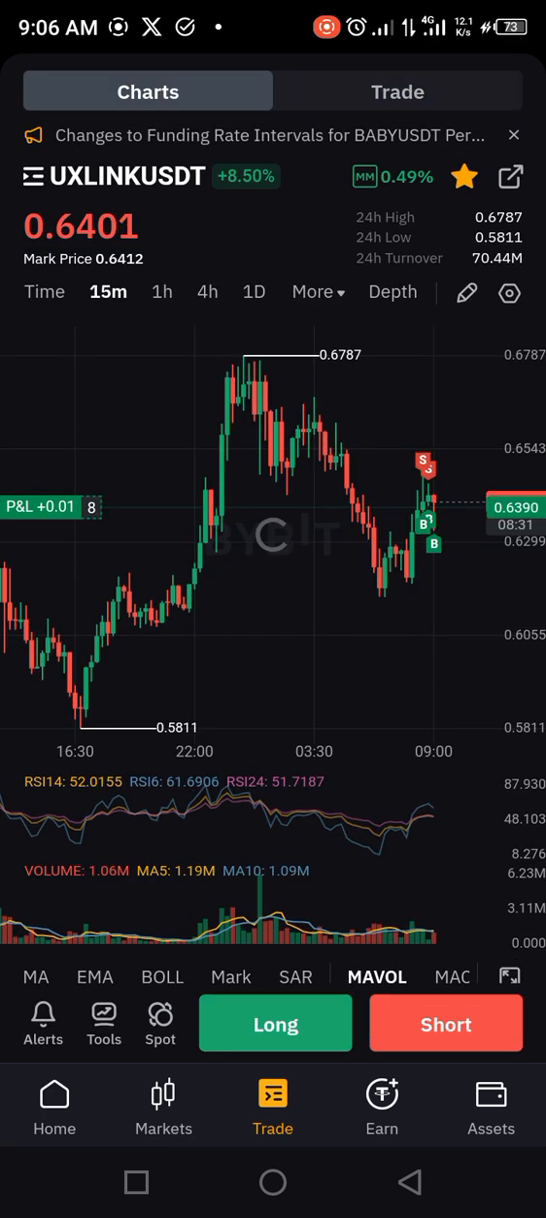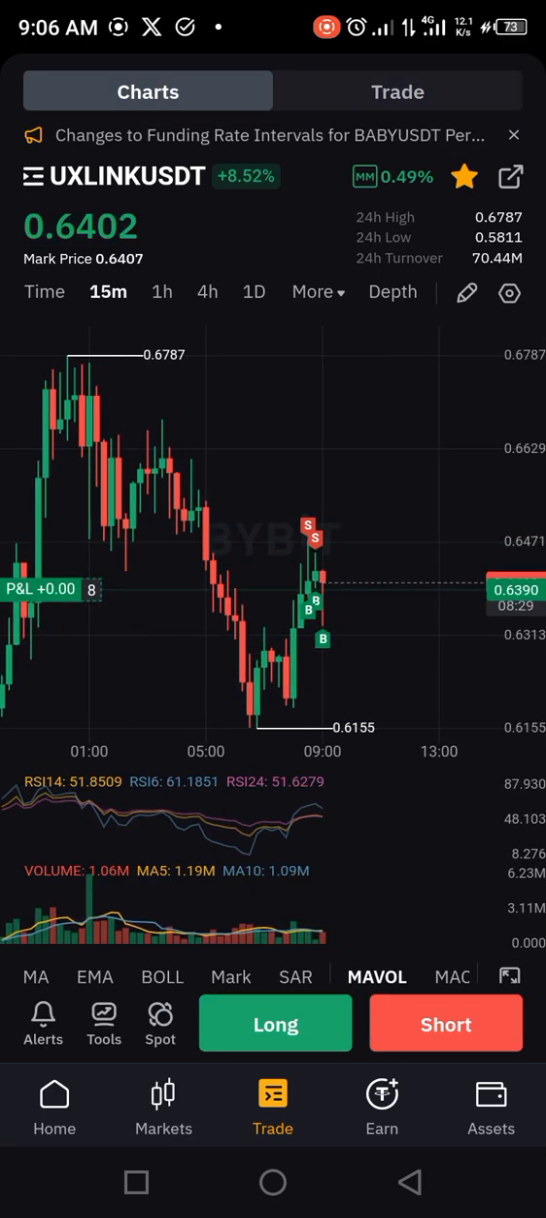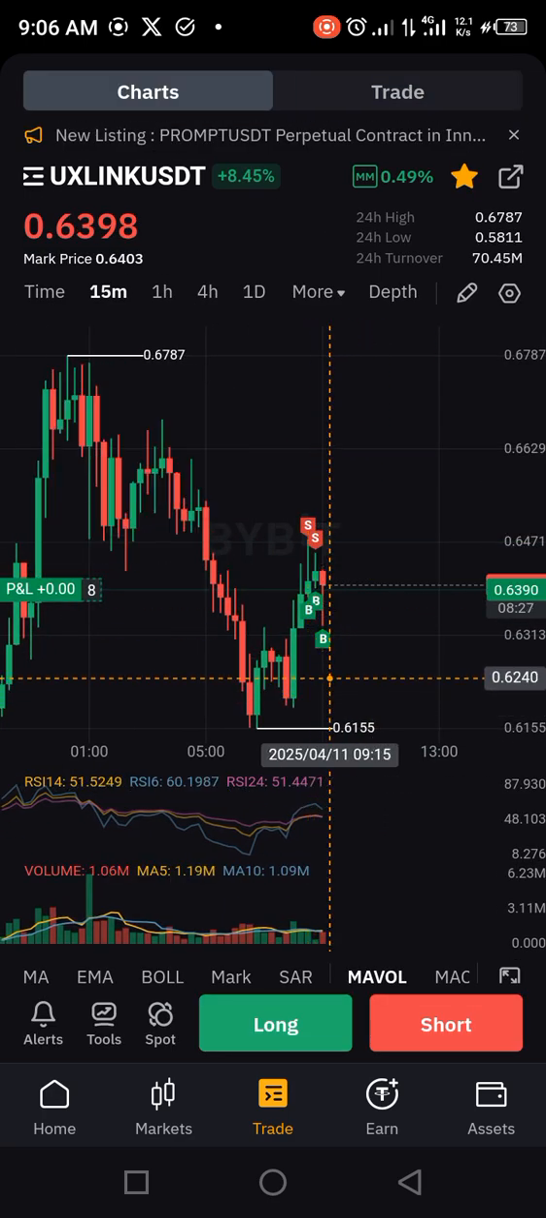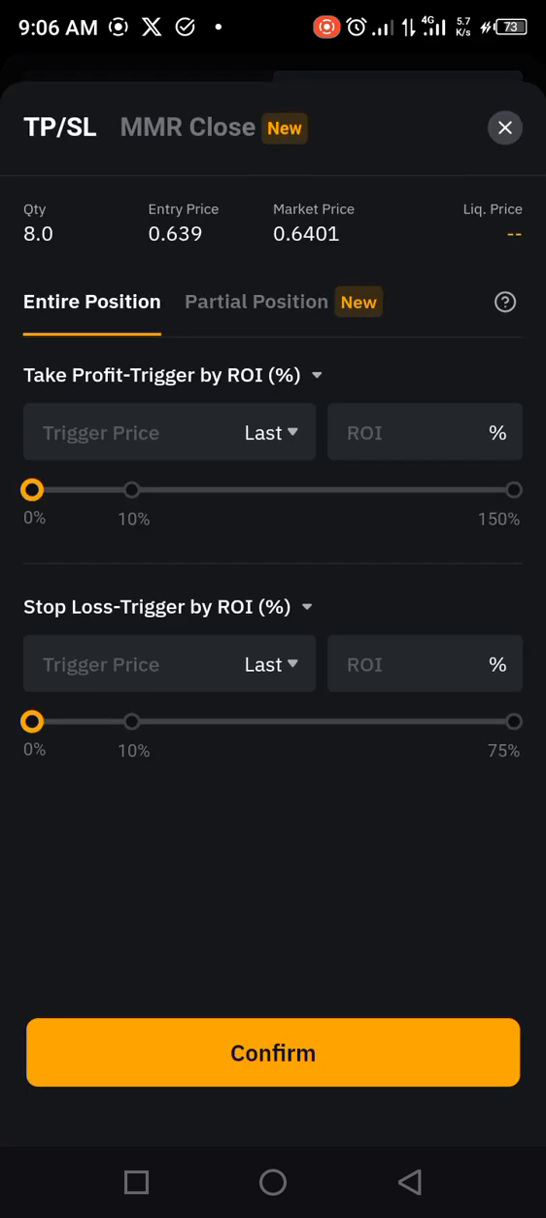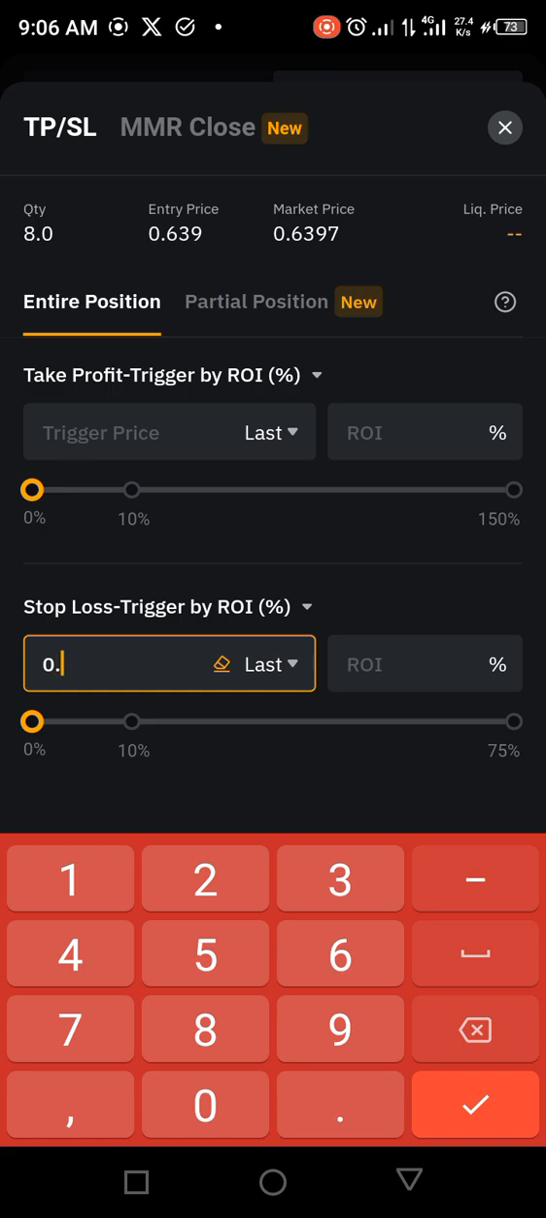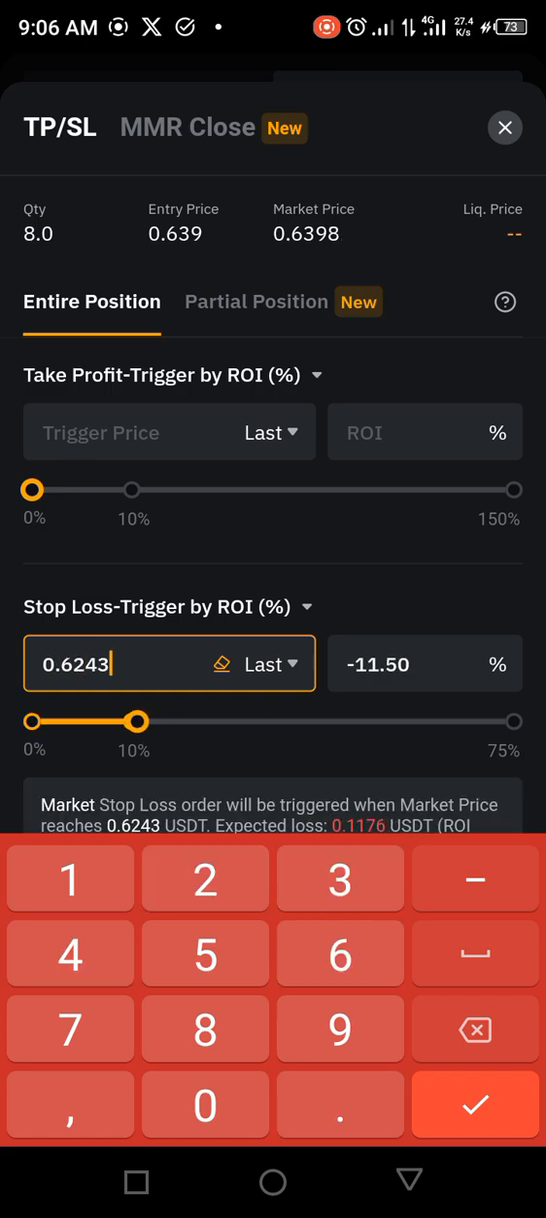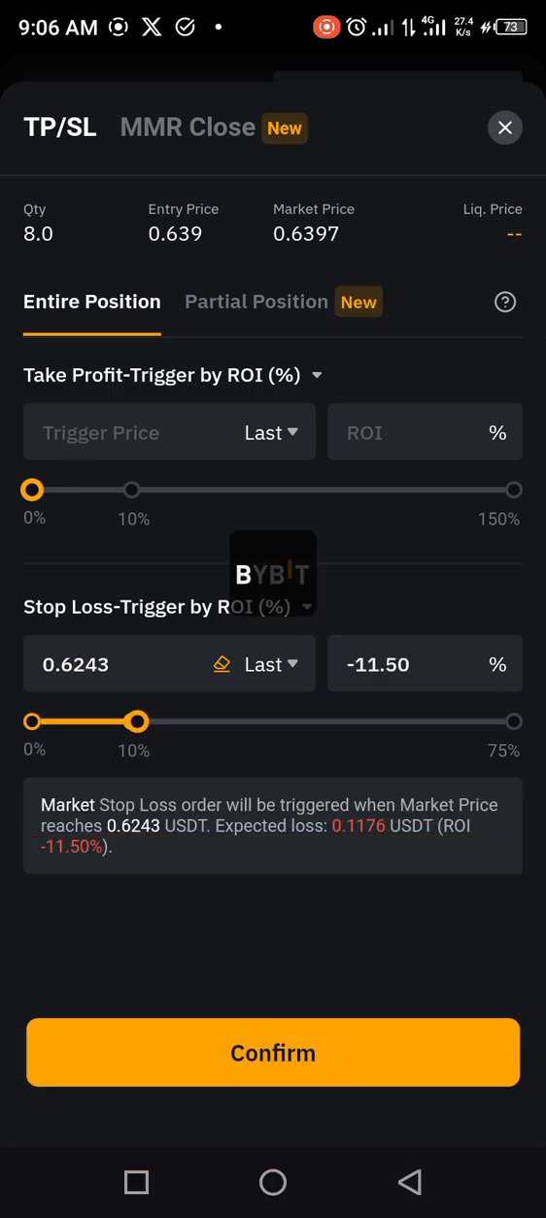Now, the signal provider says, okay, set your stop loss at 0.6243. Come here, you put 0.6243. You click confirm.